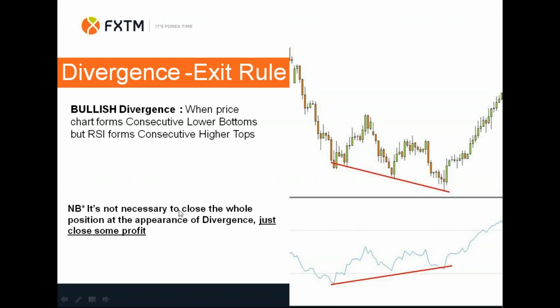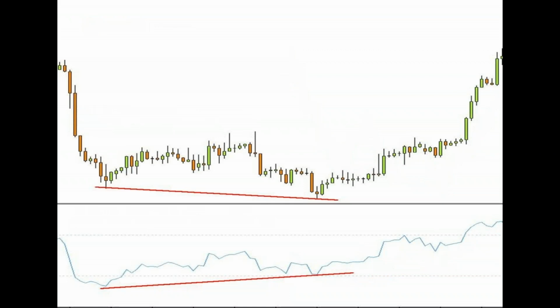So it is not necessary to close the whole position at the appearance of divergence. Just close some profit. All right. So don't panic out. It's just telling you that it's about time. It's about time, really, guys. And for some of you who close out completely, I know you are very scared, but it's fine. You can just close some profit, and then let's see if the trend is going to change. Once the trend changes, of course, you know how to exit when the trend changes.